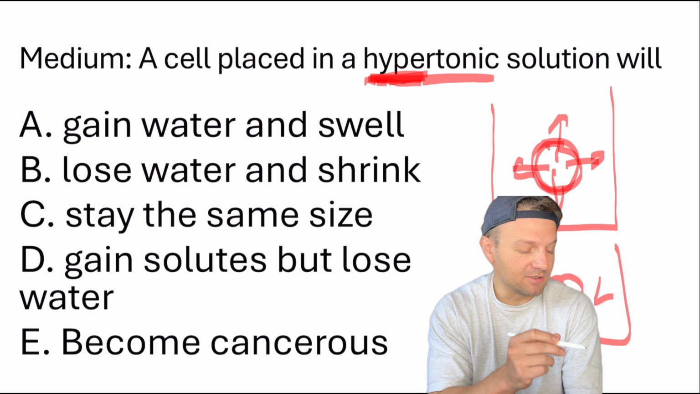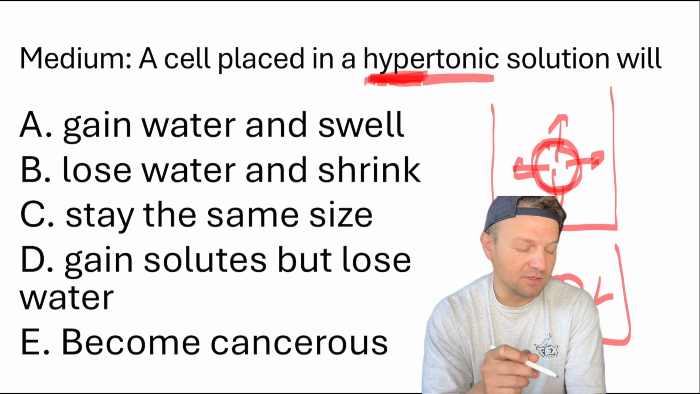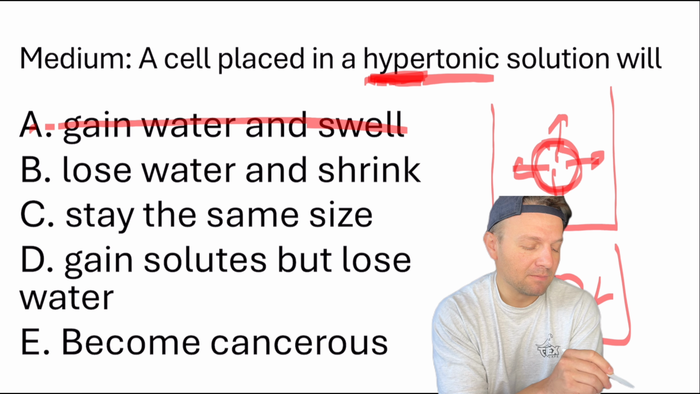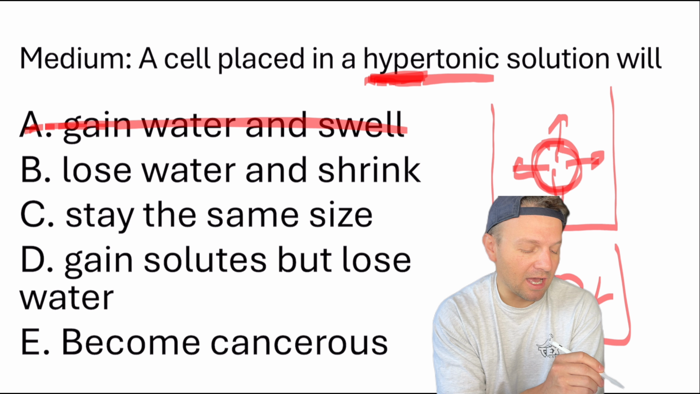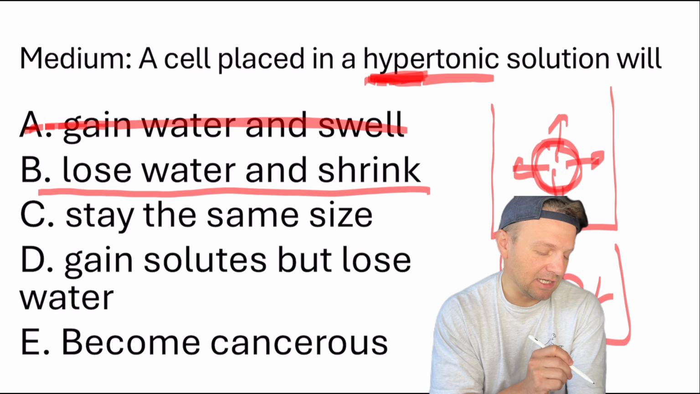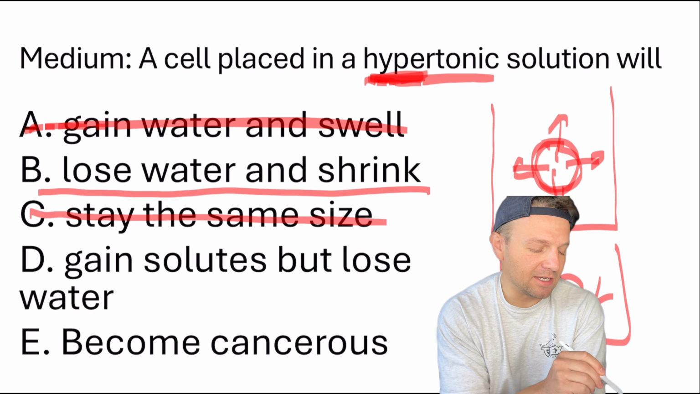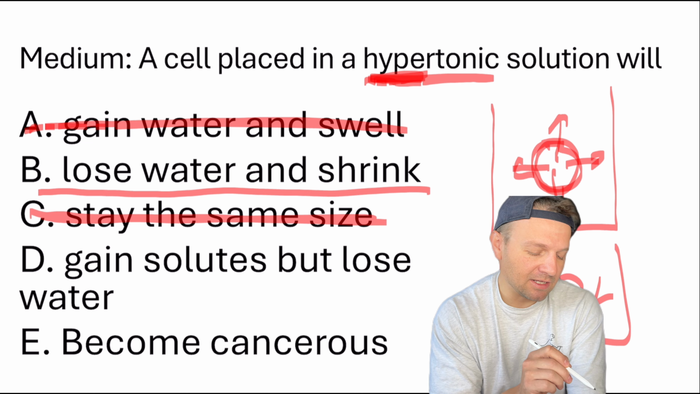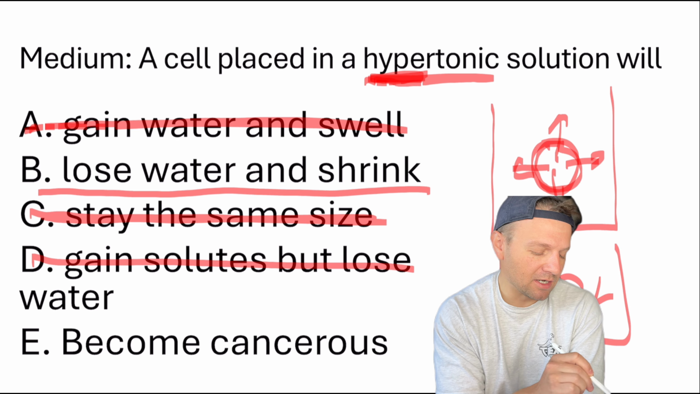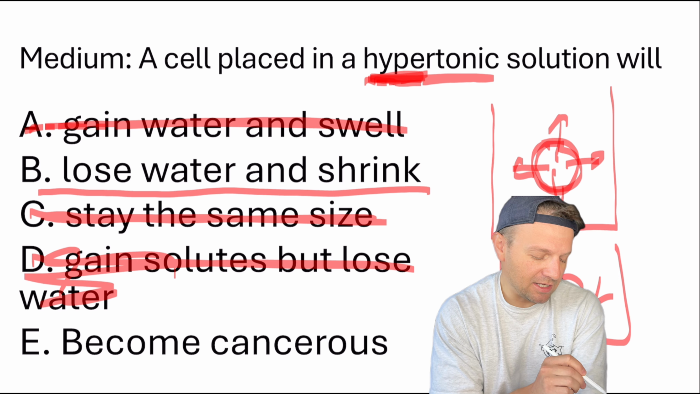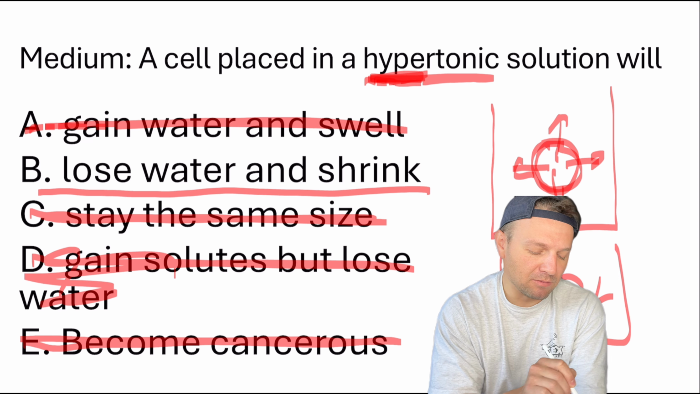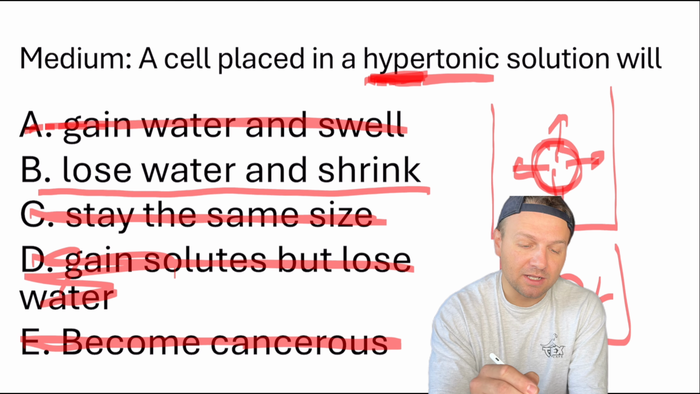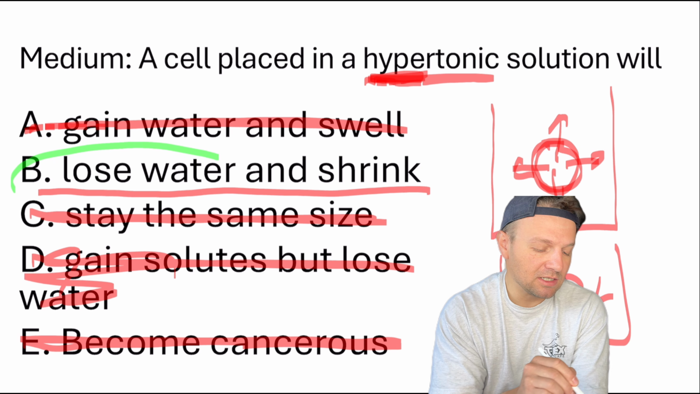So looking at our answers, it says A, gain water and swell. Nope, that's hypotonic. B, lose water and shrink. I think that's the answer. Let's go on to C, D, and E. C, stay the same. No, that's an isotonic solution. D, gain solutes but lose water. Nope, it's not going to change the solutes. And then E, become cancerous. No, we're not talking about mutations. So the correct answer in this question is B.